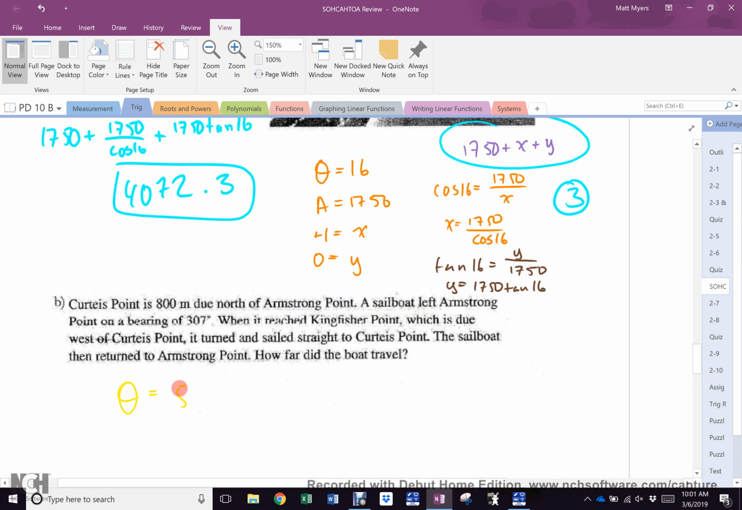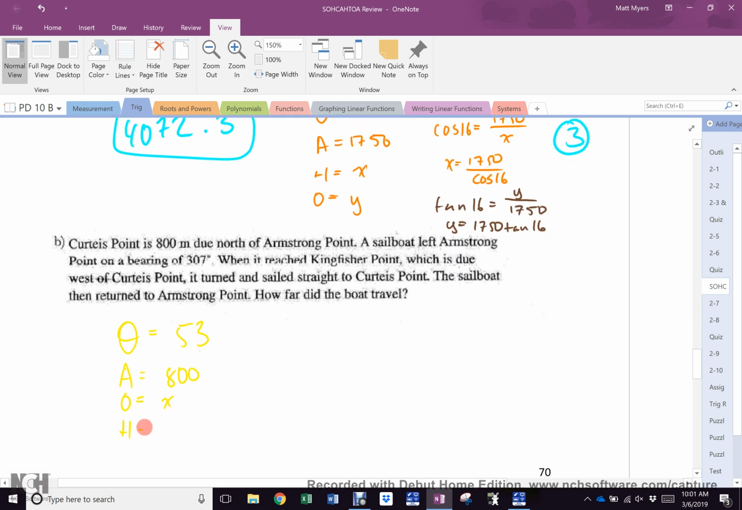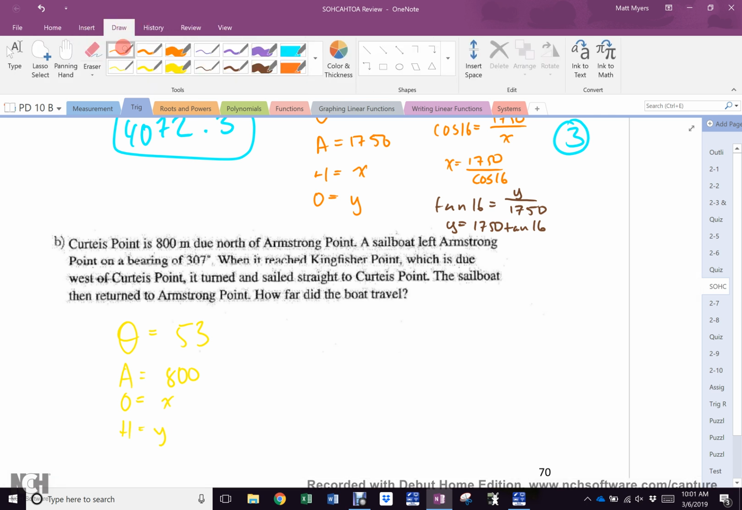Theta equals 53. Adjacent equals 800. Opposite equals x. And hypotenuse equals y. And then I do my work. Cos 53 equals 800 over y. Y equals 800 over cos 53.